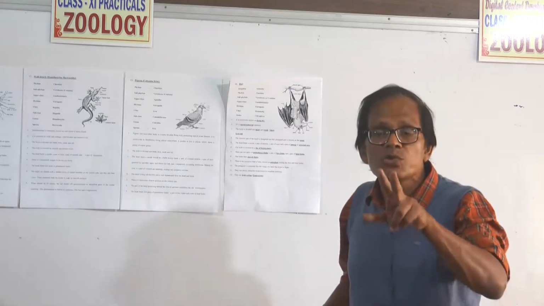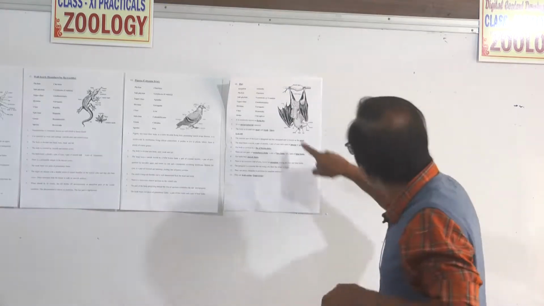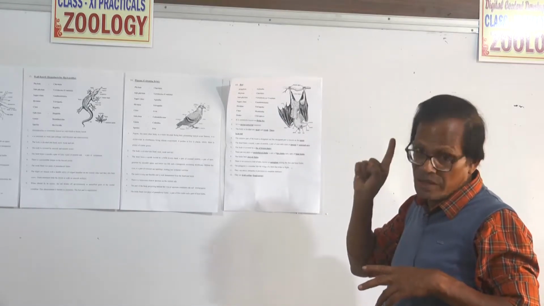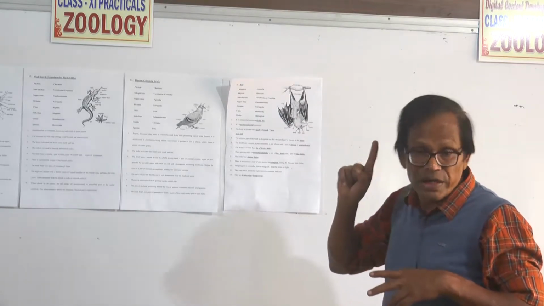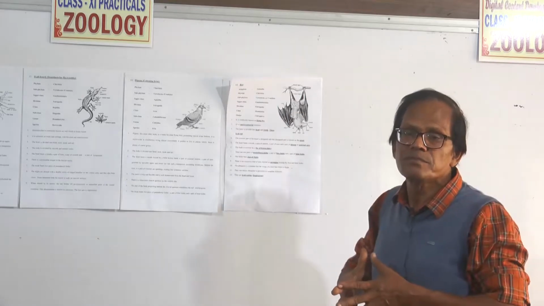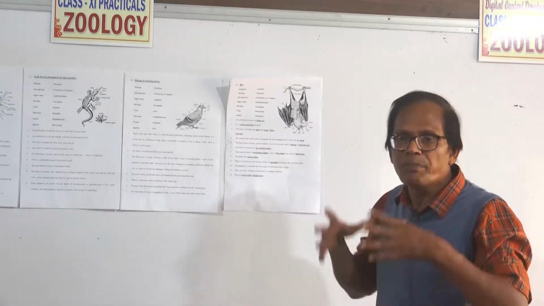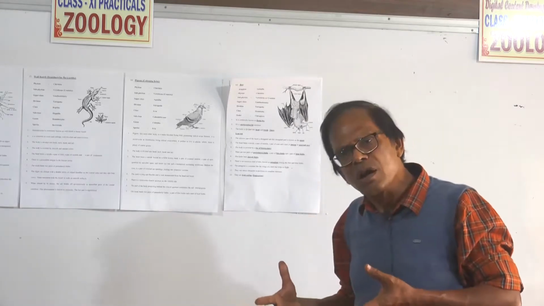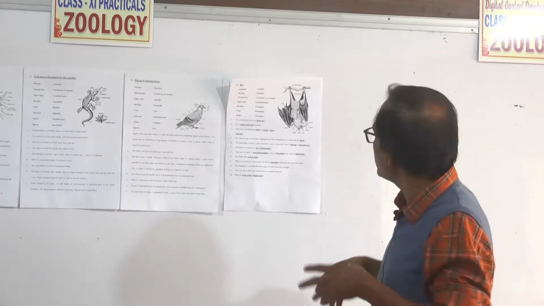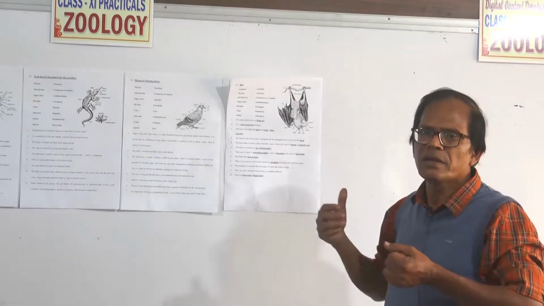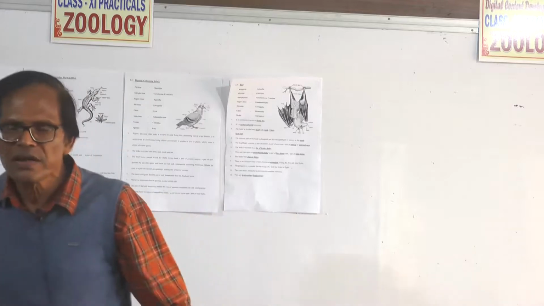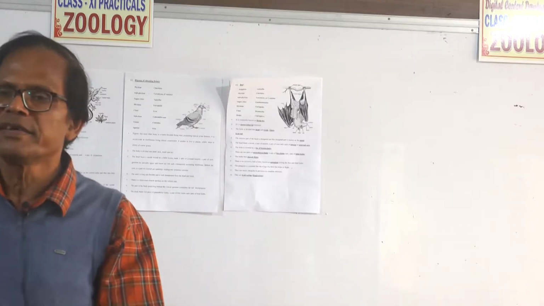Another peculiar feature associated with the bat is that the bat is an aerial animal. Aerial means it can fly. A bird is aerial. A bat is aerial. There are many other animals which are aerial too. Aerial means which can fly. Terrestrial means walking on land. Aquatic means swimming in water.